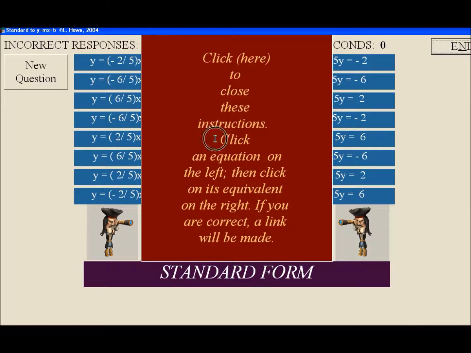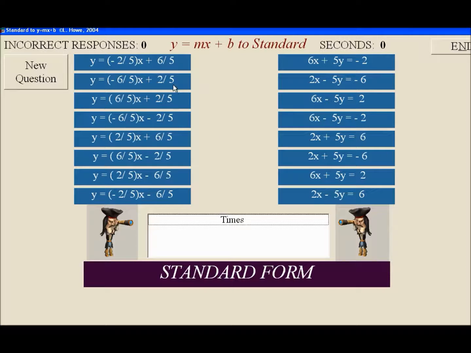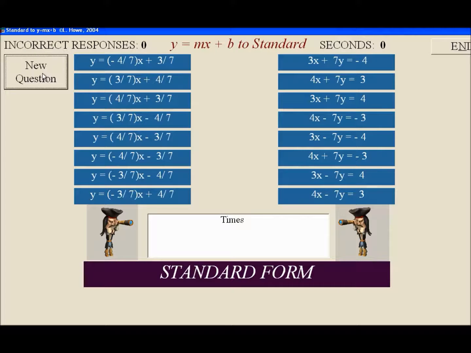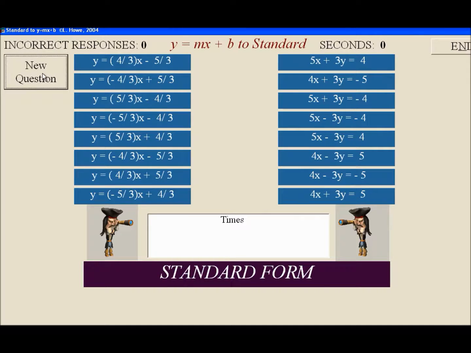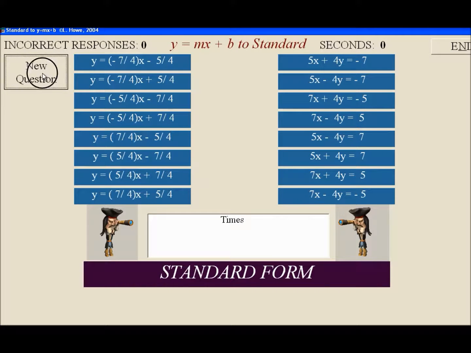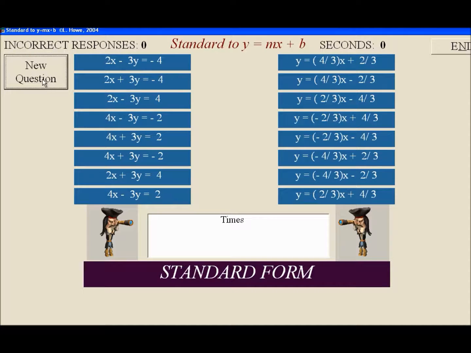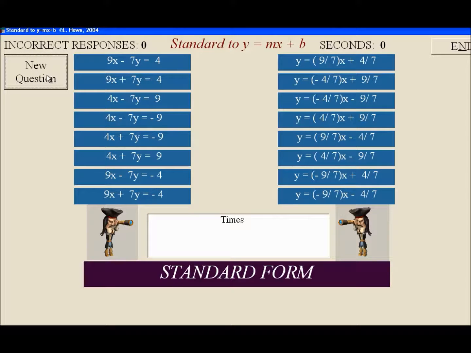But here, I really want to see if the kids can see the equivalency between a y equals mx plus b form and a standard form. So sometimes I have the computer pick a standard form, and then they have to put it into y equals mx plus b form. Looks like I put them mostly in standard form. And then there's matching. Sometimes you have this side and sometimes you have this side.